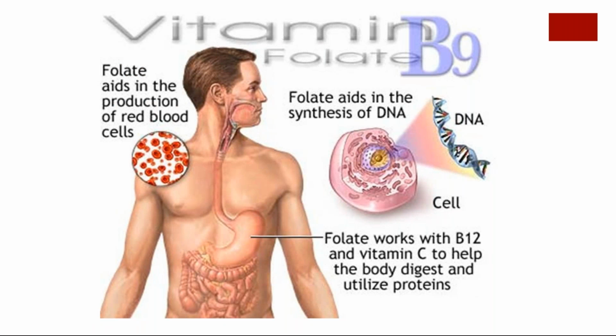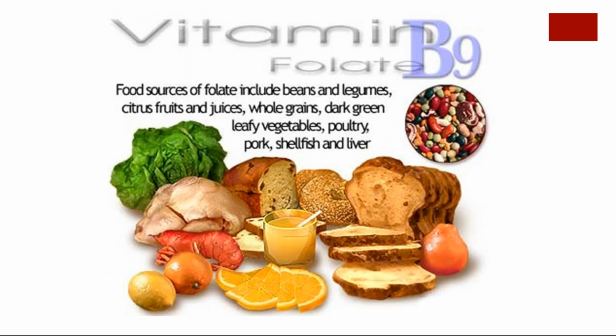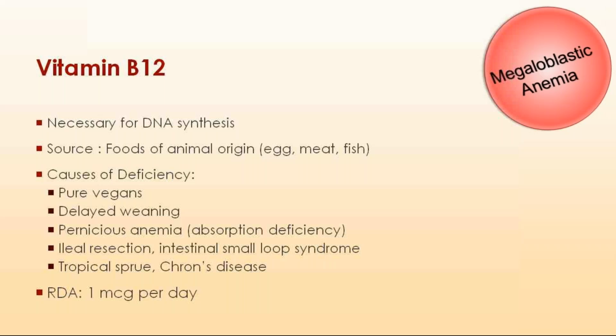Folates aid in production of the RBC. Folate aids in synthesis of DNA. Folate works with B12 and vitamin C to help the body digest and utilize various proteins. So these are the purposes of folic acid. And you see, folic acid is also called vitamin B9, not so commonly used. Commonest food sources are again green leafy vegetables and cereals, whole grains, dark green leafy vegetables, poultry, pork, shellfish, and liver. So these are the common food sources.